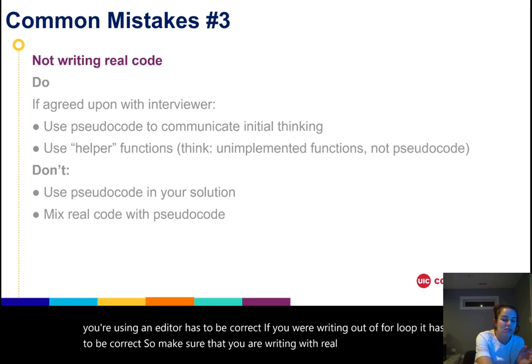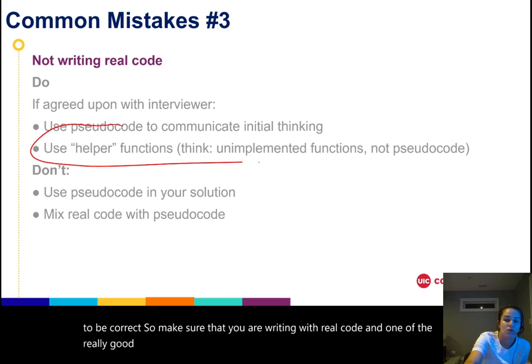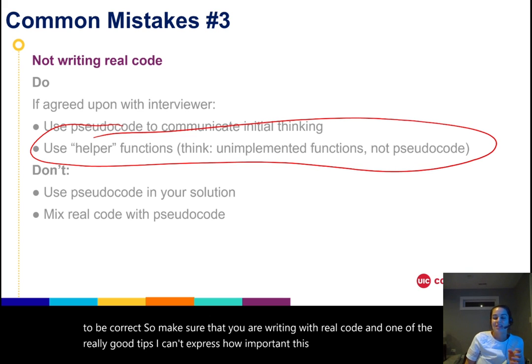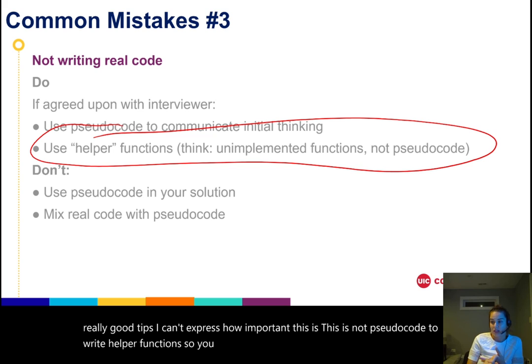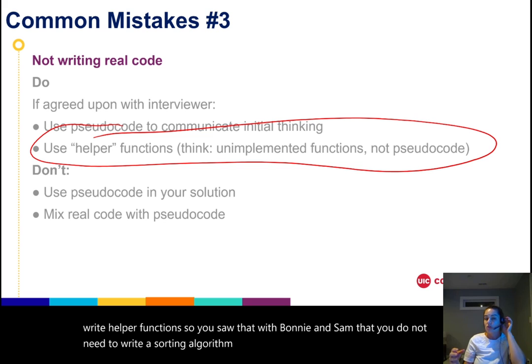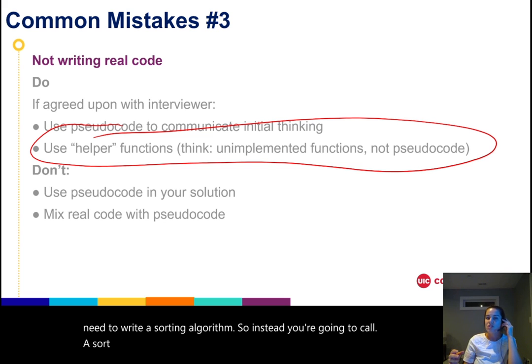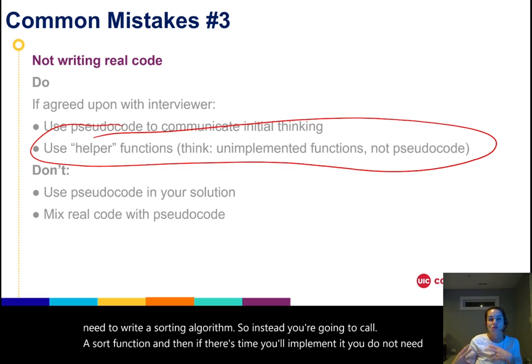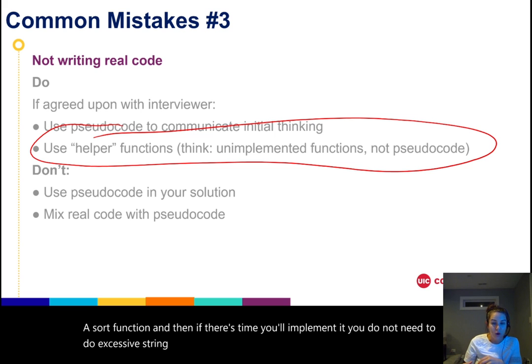And one of the really good tips, I can't express how important this is: it is not pseudocode to write helper functions. You saw that with Buvni and Sam, that you do not need to write a sorting algorithm. Instead you're going to call a sort function, and then if there's time you'll implement it. You do not need to do excessive string parsing. No one wants to watch that.